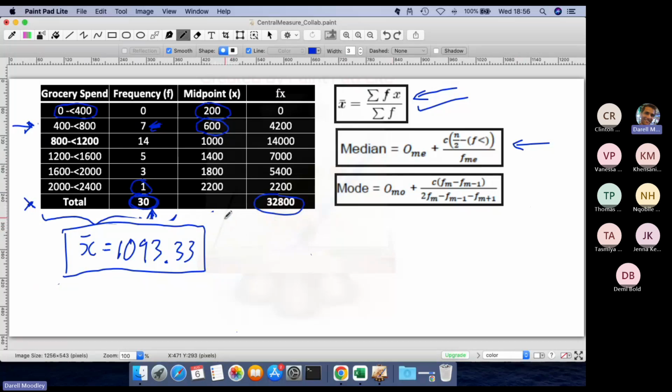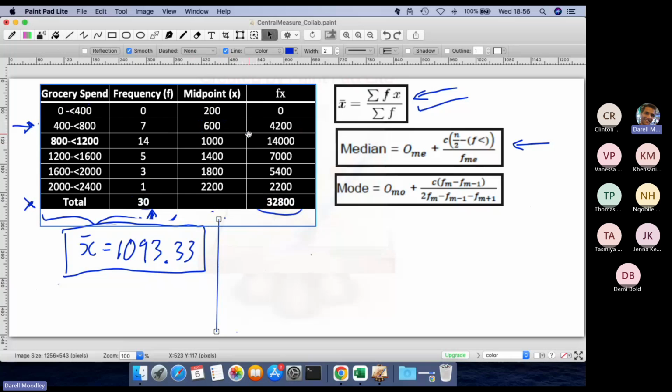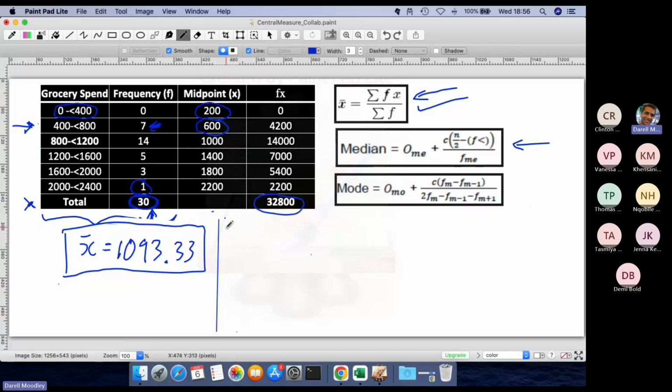So we are going to work out the median. I'm just going to draw a line here to create some space because we're going to be working with the median now. The first step to working out your median is to determine what interval the median would be in. Let's go back to what the median is all about. If you recall from the beginning of the session, the median is the middle number.